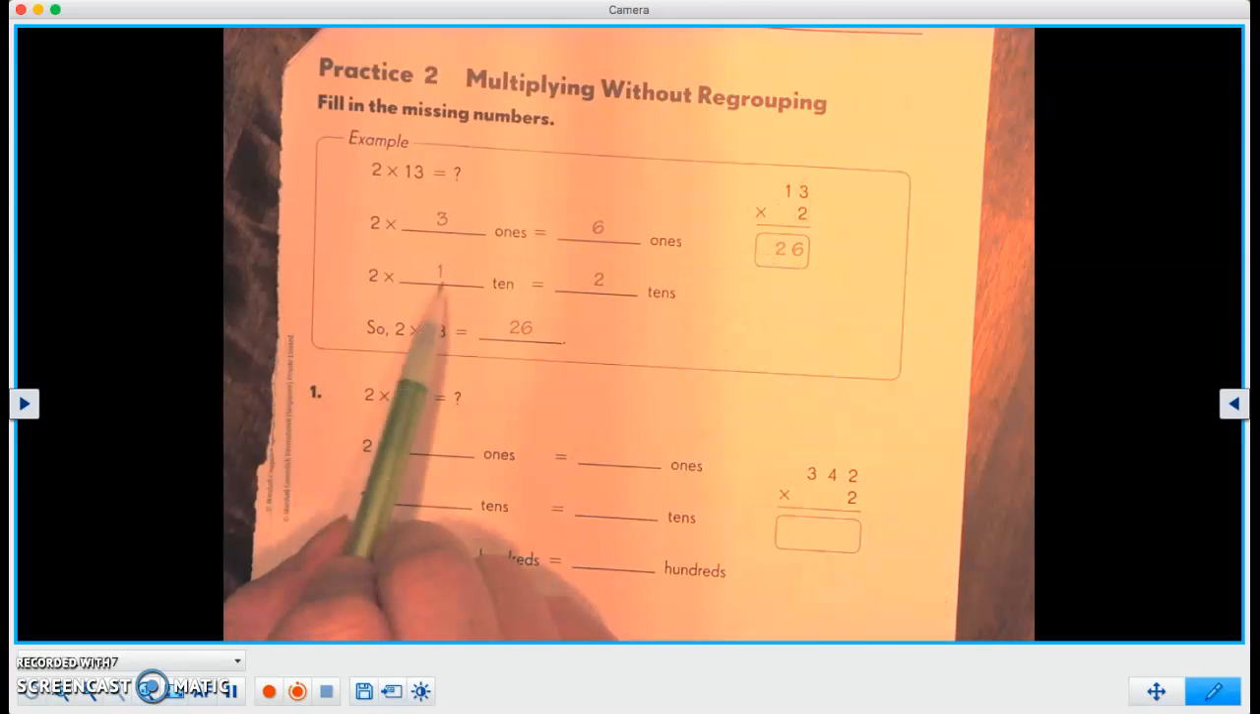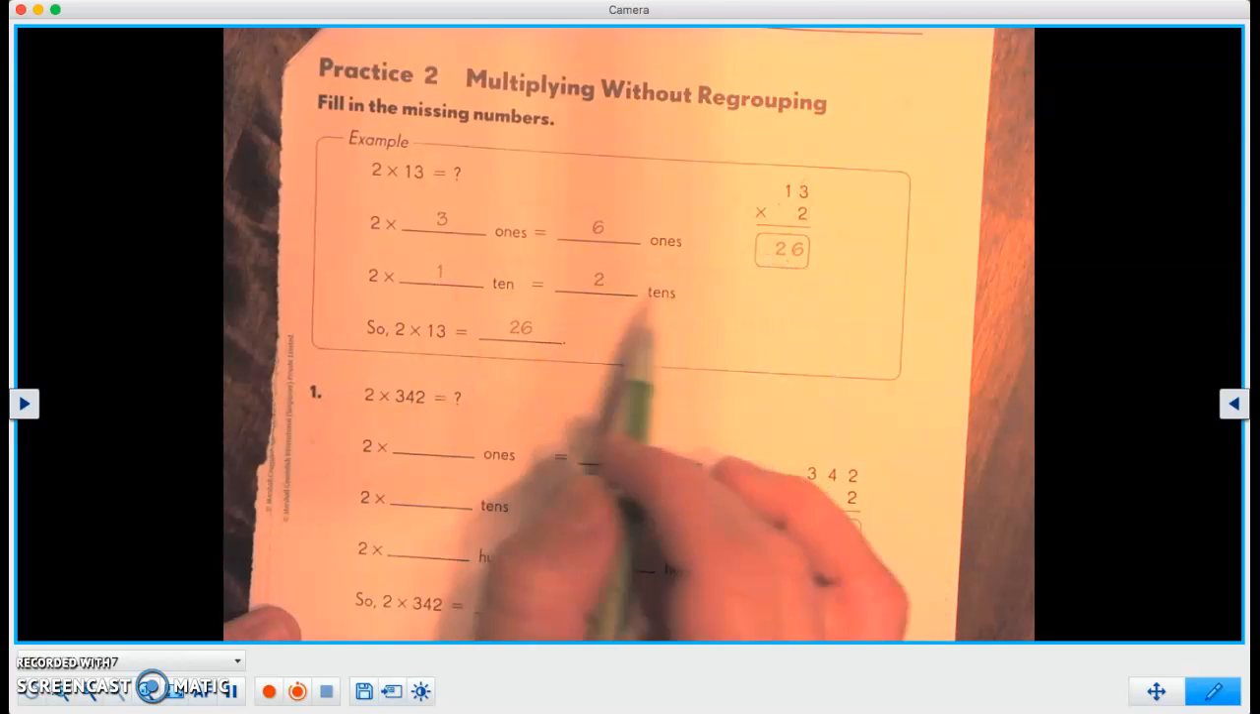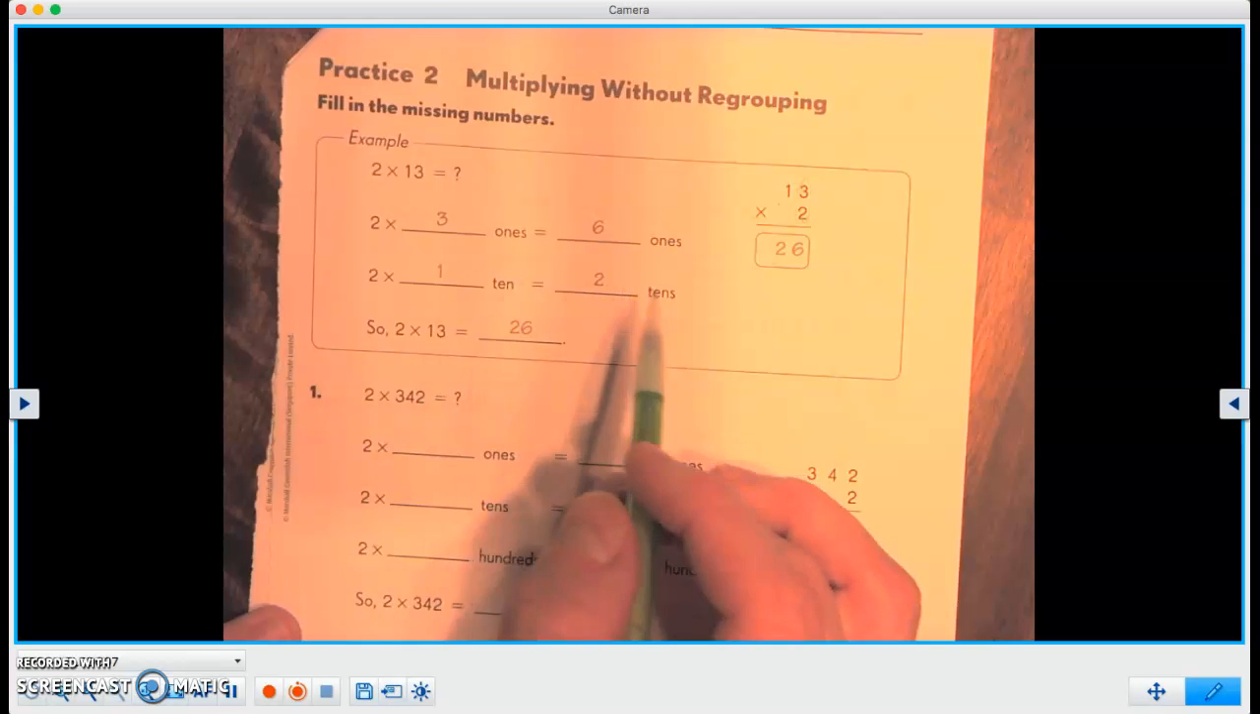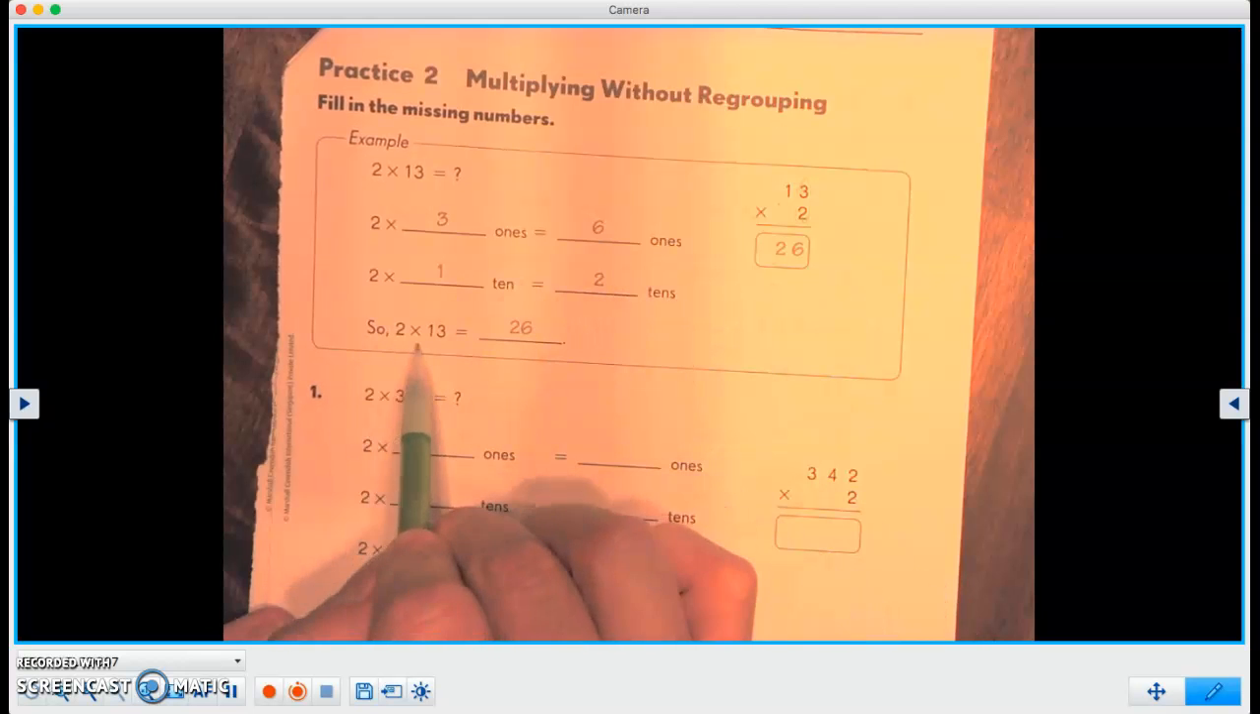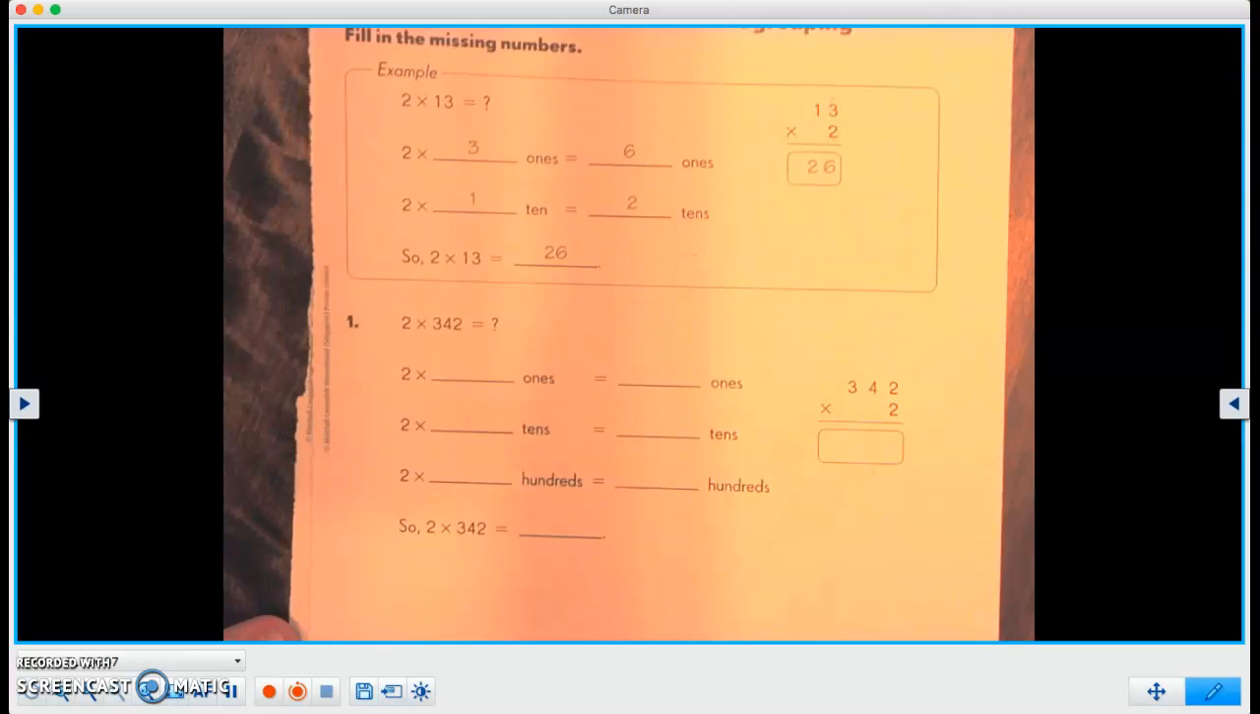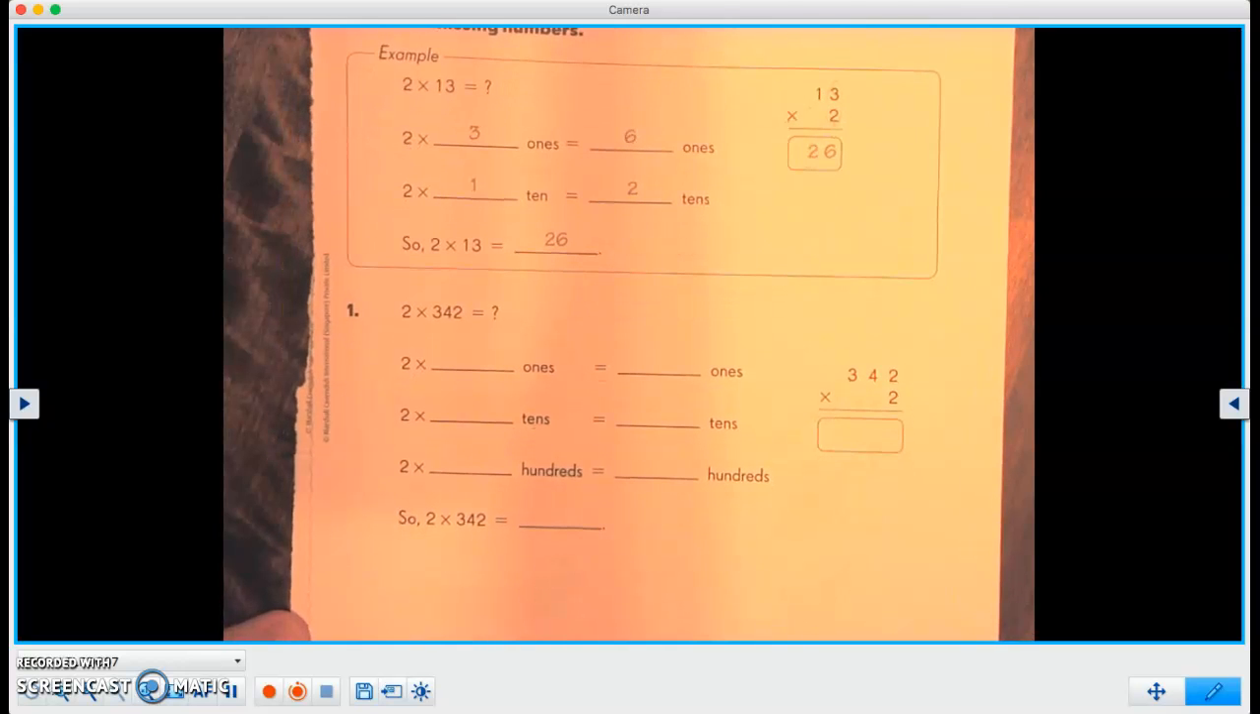Okay, so down here it's 1 ten, which equals 2 tens then. So 2 times 1 ten equals 2 tens. So 2 times 13 equals 26. All right, now we're going to do number 1.